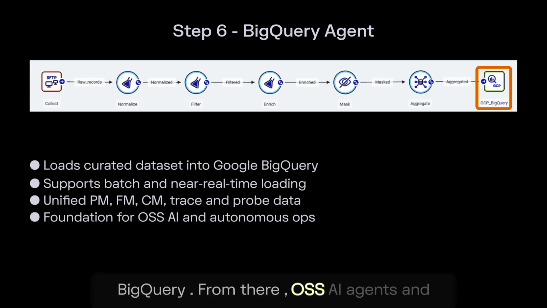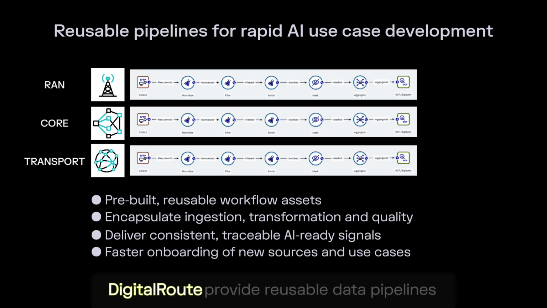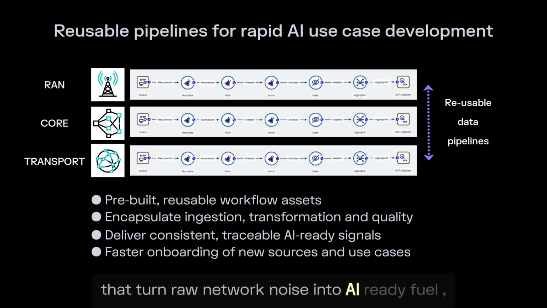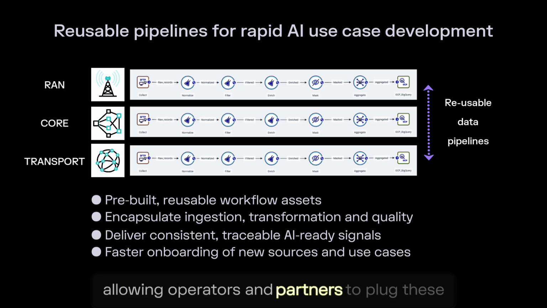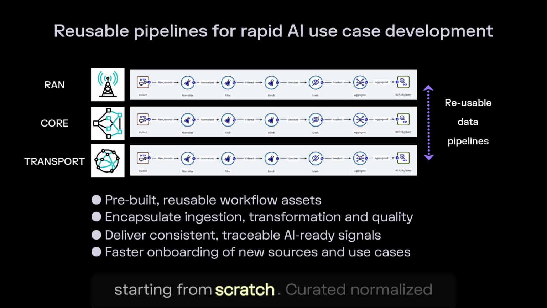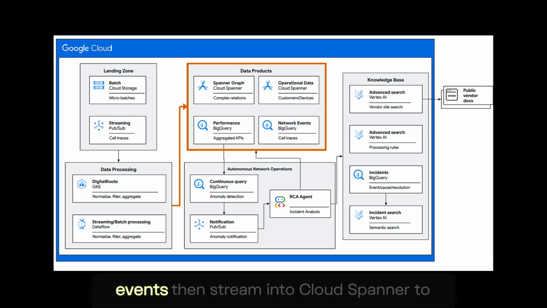From there, OSS AI agents and data teams can power anomaly detection, RCA, predictive maintenance, and closed-loop automation. Google Cloud and DigitalRoute provide reusable data pipelines that turn raw network noise into AI-ready fuel, allowing operators and partners to plug these building blocks into new use cases instead of starting from scratch. Curated normalized events then stream into Cloud Spanner to build a real-time digital twin, while historical KPIs flow into BigQuery to power analytics and predictive use cases.